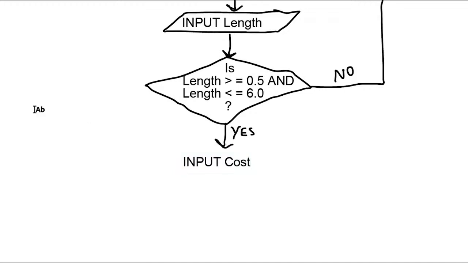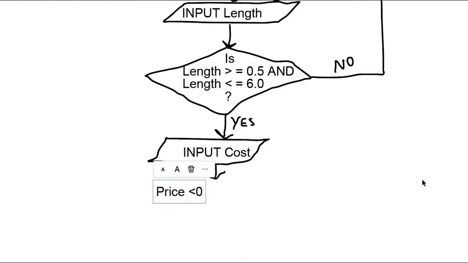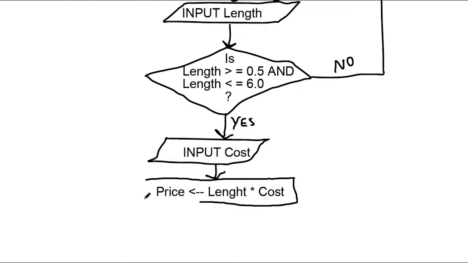Input cost. Now for inputting, you know very well, we need a parallelogram. Oops, that was a very bad parallelogram, but hey, never mind. And then we are going to calculate price. How? Price will be equal to length multiplied by cost, and this is a process, so this will be placed in a rectangle.